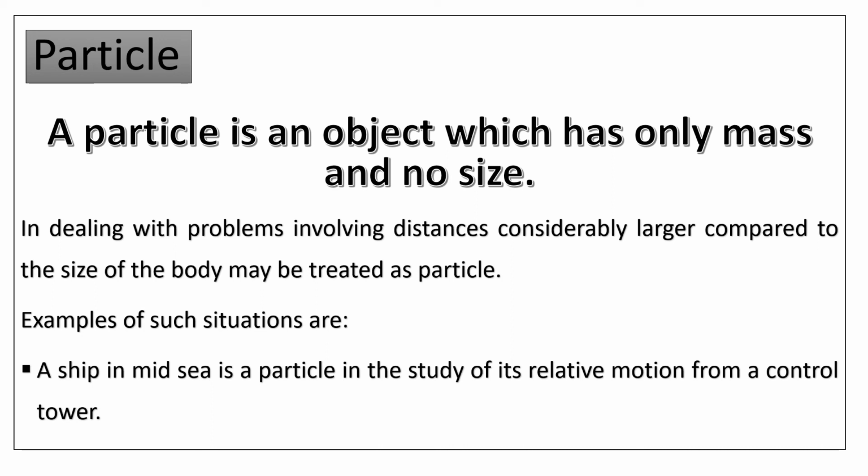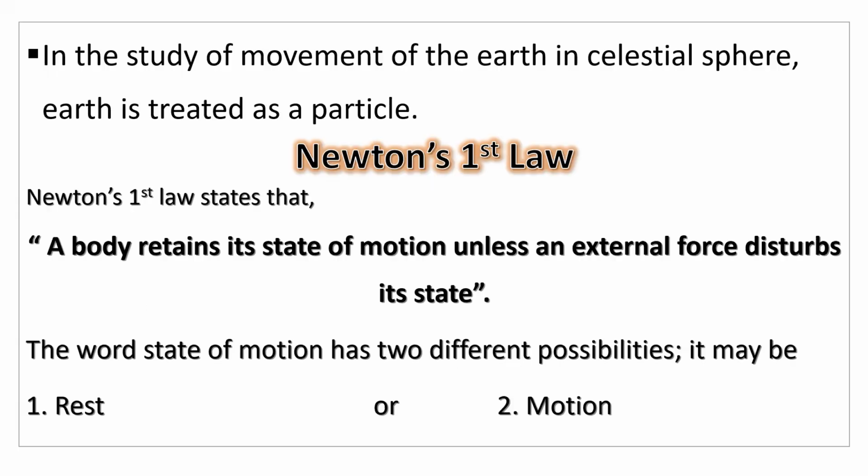Particle analysis will only have to take into account the larger forces acting on the body and the translational motion, because rotation is not considered for particles. In the study of the movement of the earth in the celestial sphere, earth is treated as a particle. It does not matter how big the object is. For the study of objects in classical mechanics, particles at the classical level are considered as particles.